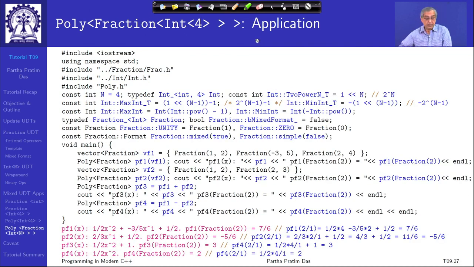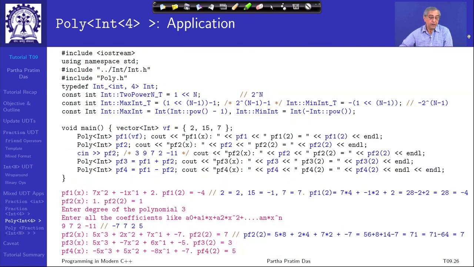Obviously, you can have polynomials of int type. Again, you have to typedef this and you have polynomials exactly as you had before. Only thing is, instead of the built-in int type, now we are using the user defined int type, and you can see that again when you evaluate these polynomials, you will have the wraparound effect coming in.